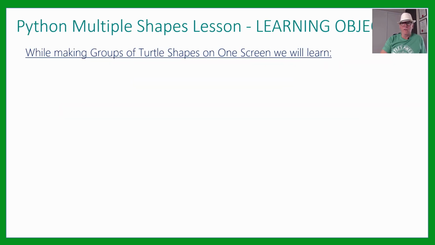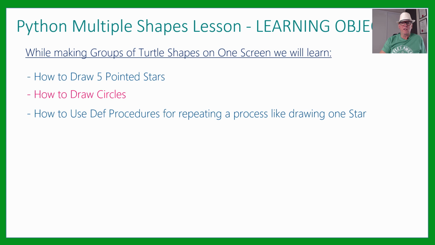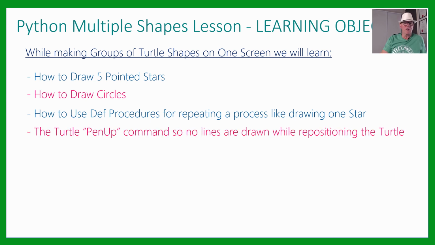So the learning objectives, what we're going to find out in this lesson: some new things like how to draw 5-pointed stars. Also, how to draw circles, which is very simple in Python as well, and how to use the def procedures so that when we do those 3 stars, we can just write a def subroutine procedure to draw 1 star, and then we can just say, okay, draw star, and it'll go to the procedure, draw star, go to the procedure, draw star, and go back to that one procedure. So procedural oriented structured programming, which we did in the previous lesson, and we're going to keep doing because that is a fundamental programming structure of things you need to do.